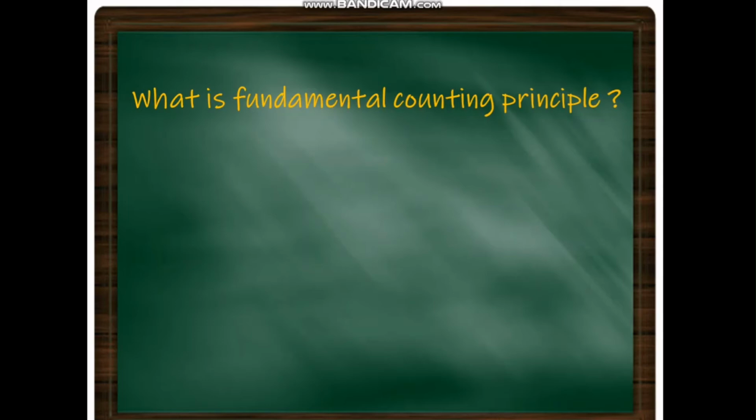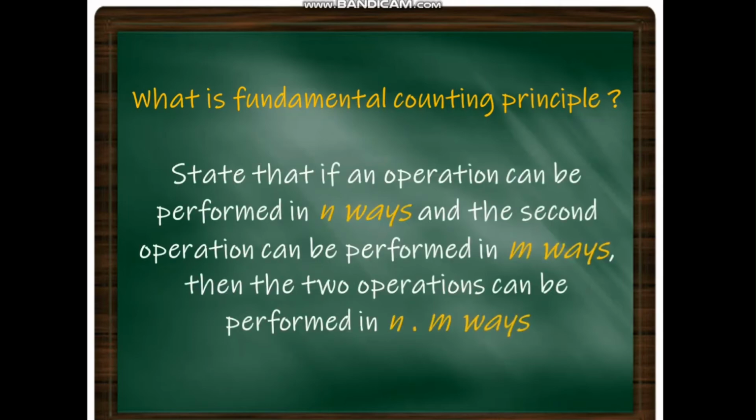Ano nga ba itong fundamental counting principle? It states that if an operation can be performed in n ways and the second operation can be performed in m ways, then the two operations can be performed in n times m ways. Ibig sabihin nun, bawat possible outcomes ng isang event, we will just simply multiply for that.